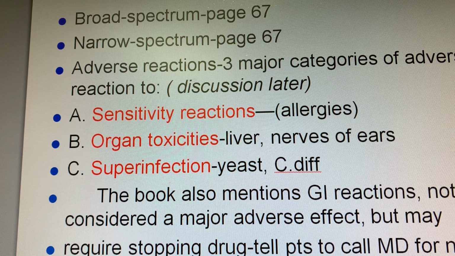The book also mentions GI reactions, and that can be a common side effect: nausea, vomiting, diarrhea, stomach irritation, but that's not considered to be one of these major adverse effects. It may be unpleasant enough to require our patients to stop the drug, but they should not go without calling their MD to ask for a new antibiotic. It doesn't mean an allergy. It just means it's a side effect, an unpleasant side effect. But the 3 major adverse reactions that you are going to have to know: sensitivity reaction, organ toxicity, and superinfection.